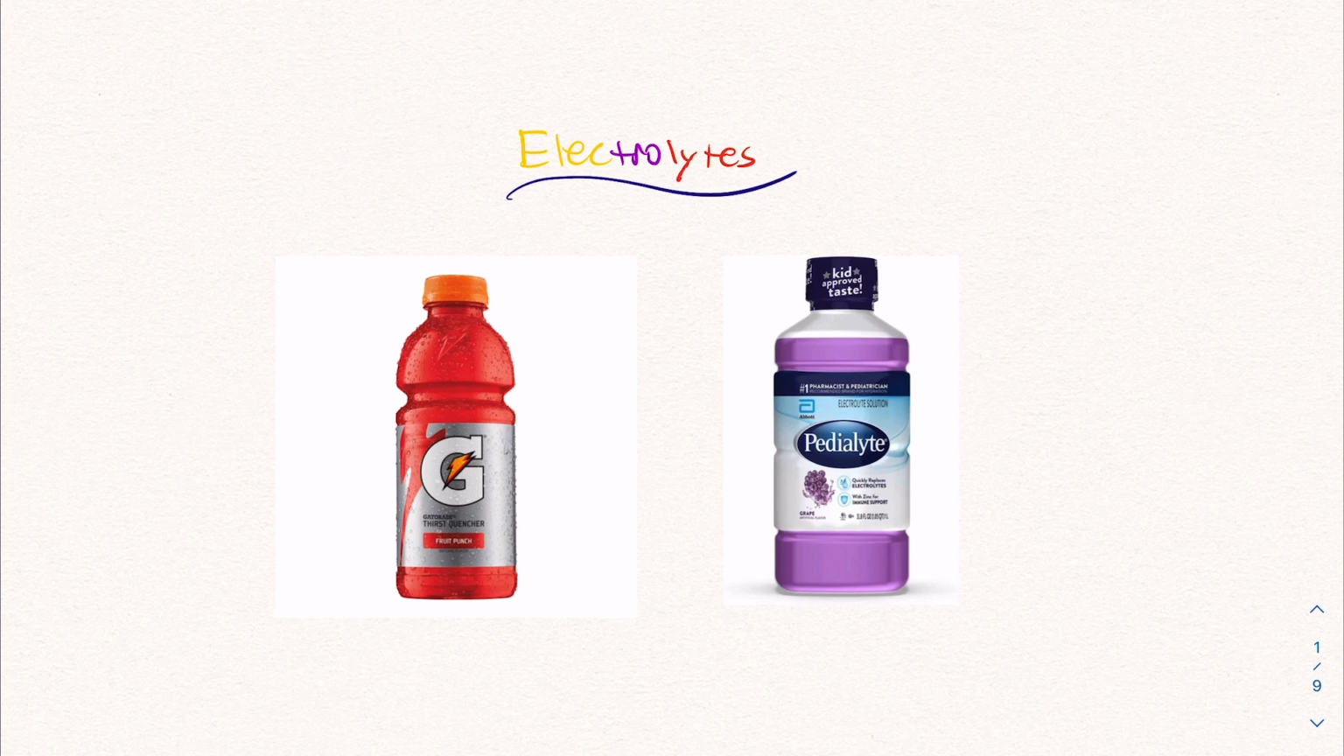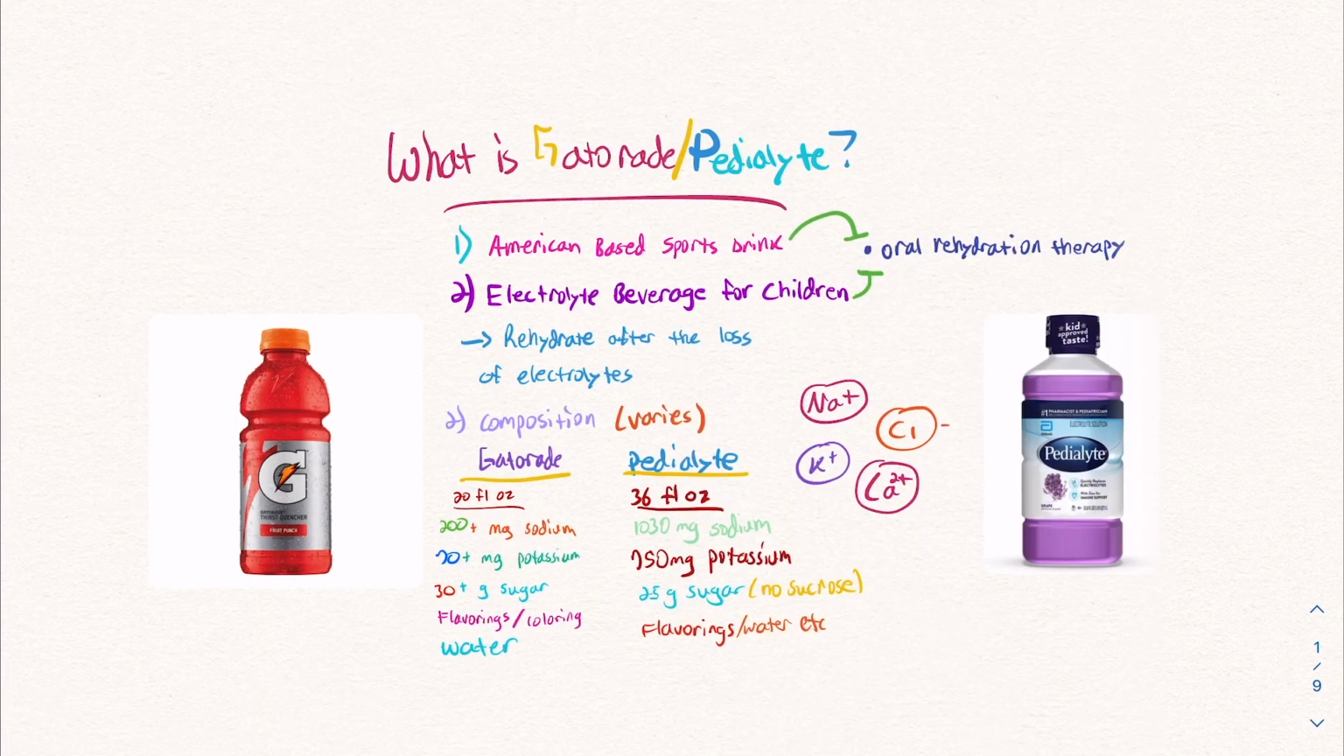Okay, so today we're talking about electrolytes, and we're going to kick off this conversation by talking about Gatorade and Pedialyte. So what is Gatorade and Pedialyte? Well, we know that Gatorade is an American-based sports drink. Most people have heard of it. Pedialyte is an electrolyte beverage for children. Now, it's not only consumed by children, but it was created for children.